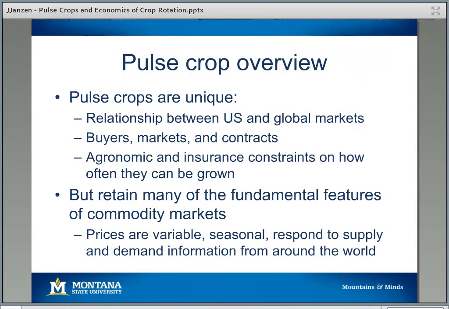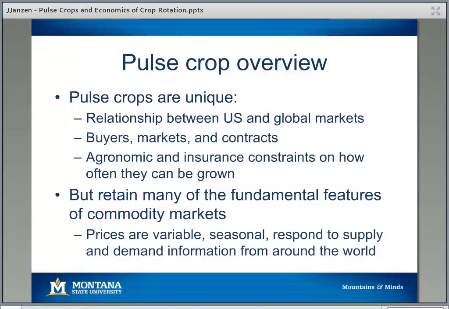Okay, so to summarize, pulse crops have some unique aspects. We have a unique relationship between the US and global markets. We're particularly reliant on a few markets, especially that Indian market as a major source of US pulse exports. Marketing contracts and the way that pulse crops are purchased are slightly different.